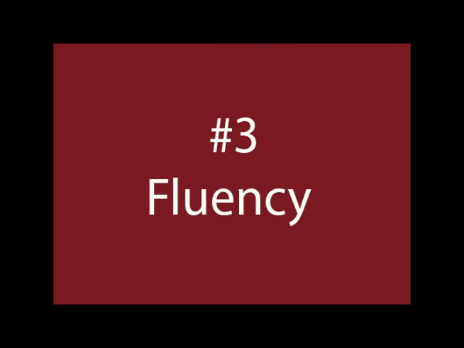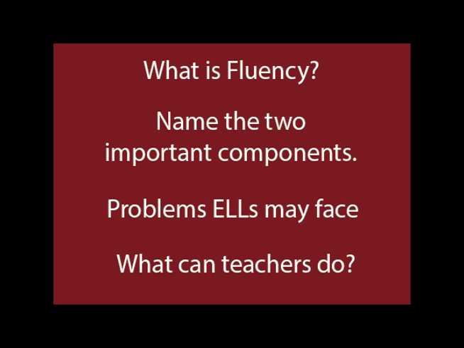The next of the 5 big ideas is fluency. Fluency is the ability to read quickly and accurately with expression. It requires both word recognition and comprehension. ELL students typically have fewer opportunities to read out loud in English and receive feedback than their English-speaking peers. They may read more slowly and with less understanding.